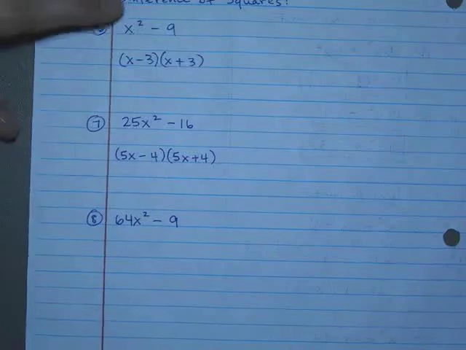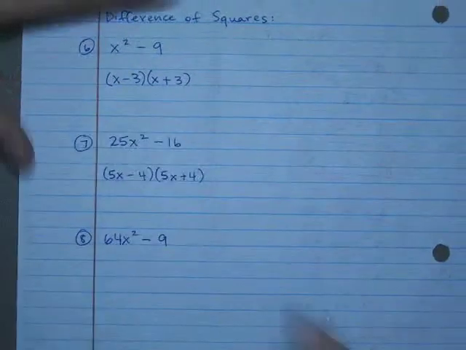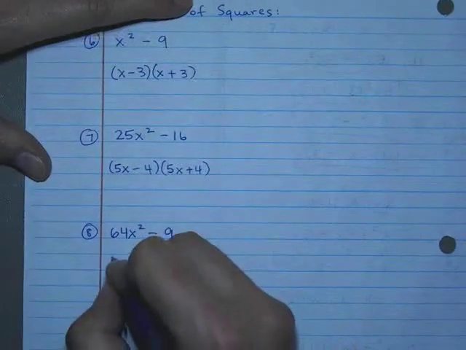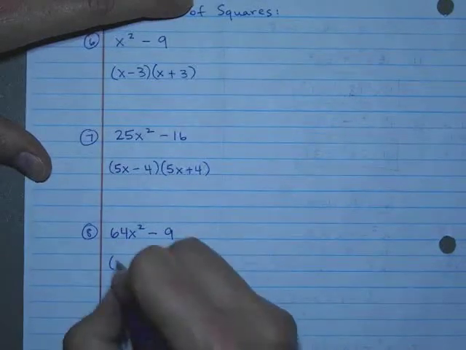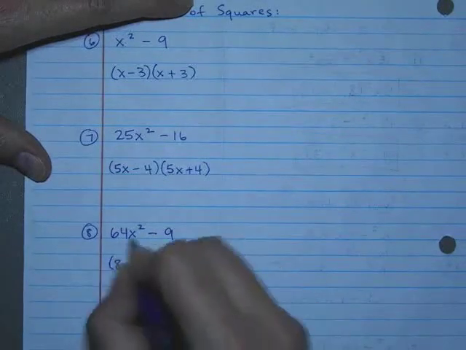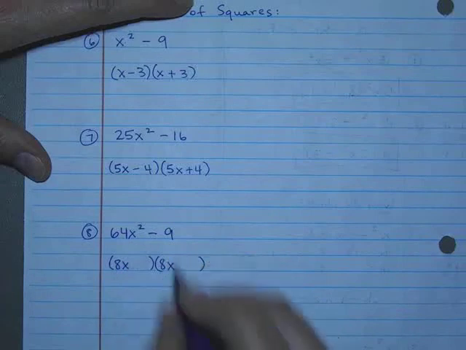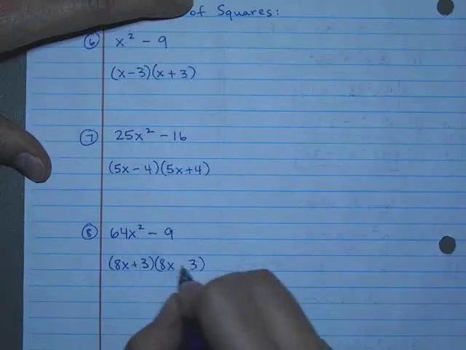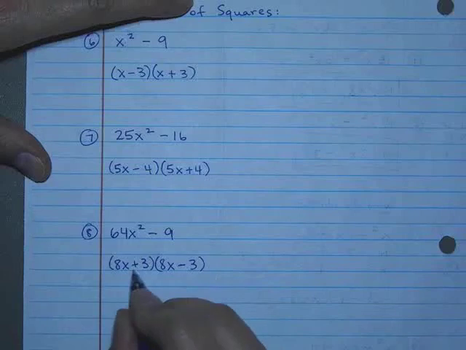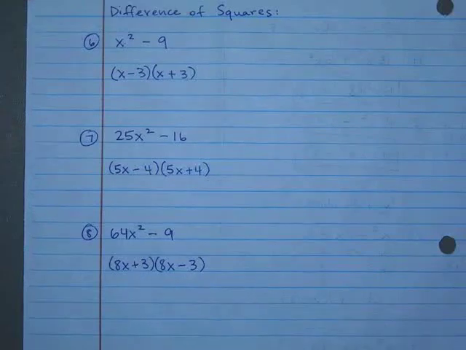All right, if you don't have your calculator out, you may need your calculator out today, all right, to find the square roots of these numbers. Okay, the square root of 64 is 8, and then the square root of x squared is x. The square root of 9 is 3, and then one needs a plus and one needs a minus. It doesn't matter if the first set of parentheses is the plus or the minus. Okay, one gets a plus, one gets a minus.